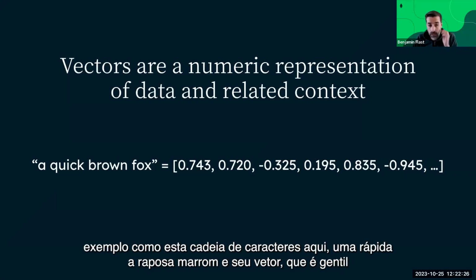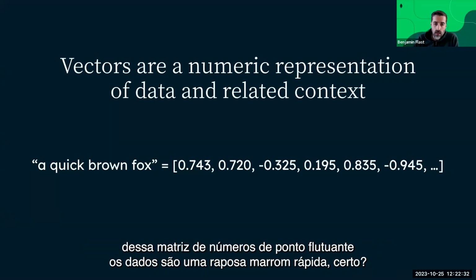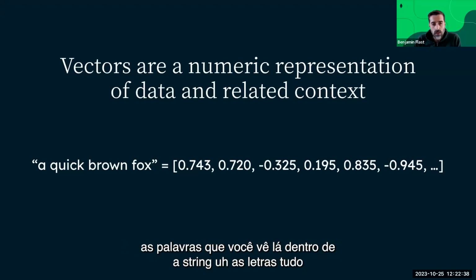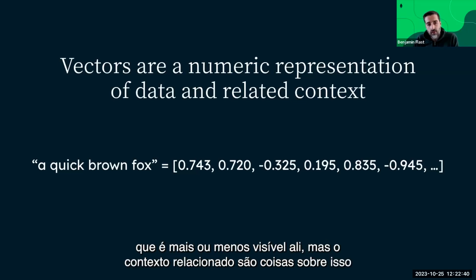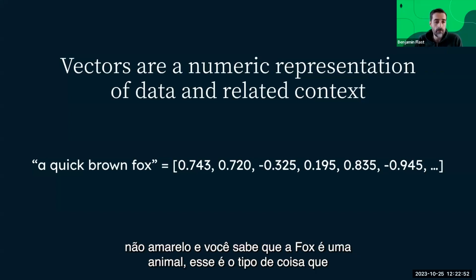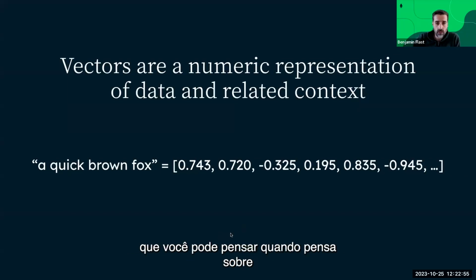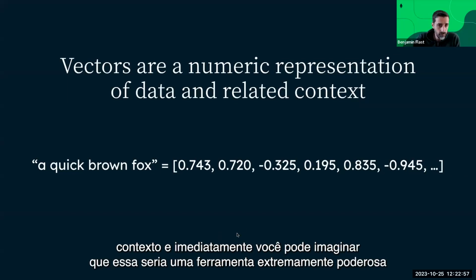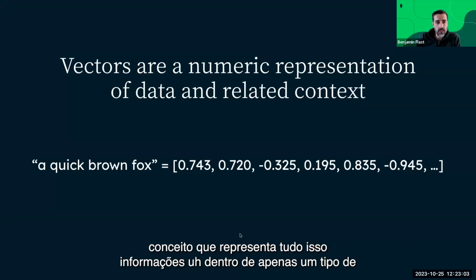If you take a simple example like this string here, a quick brown fox, and its vector, which is this array of floating point numbers, the data is a quick brown fox, right? The word that you see there inside of the string, the letters, everything that's visible there. But the related context are things about that data, right? The fact that quick is not slow, brown is a color, and it's not yellow. And fox is an animal. These are the kind of things you can think about when you think about context. And immediately you can imagine that this would be an extremely powerful concept, representing all of this information within just a string of numbers.